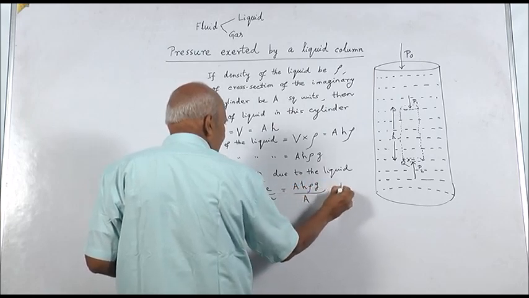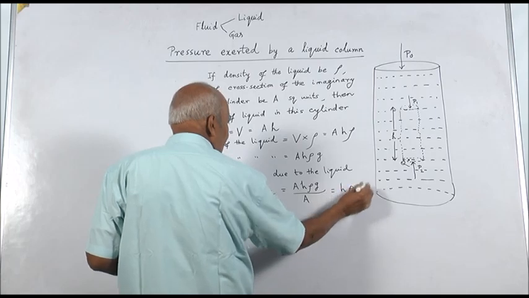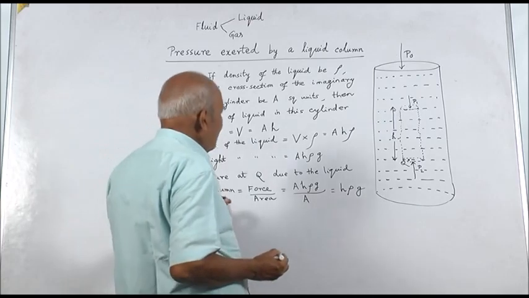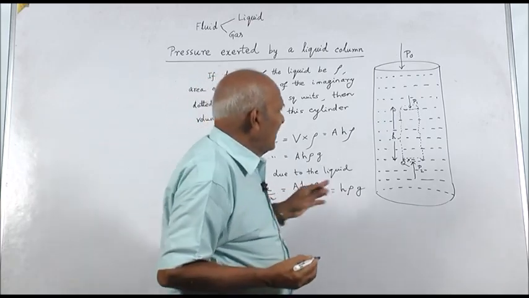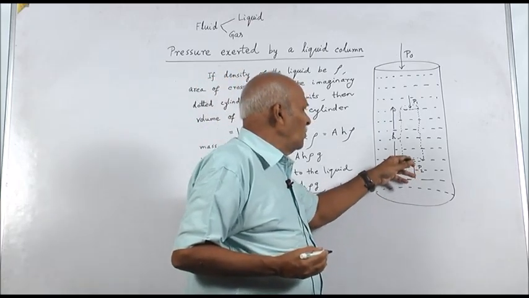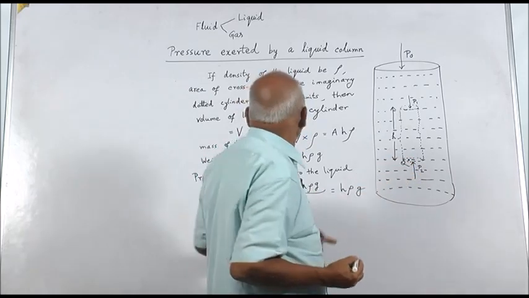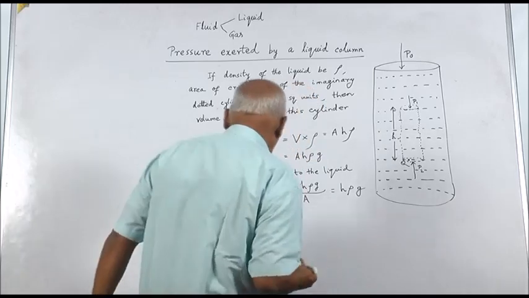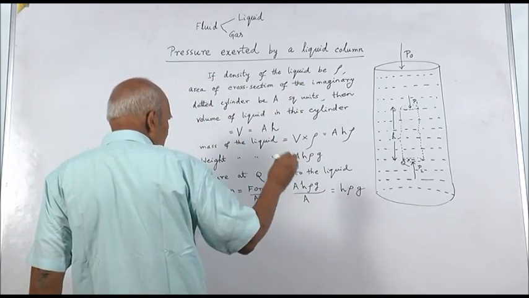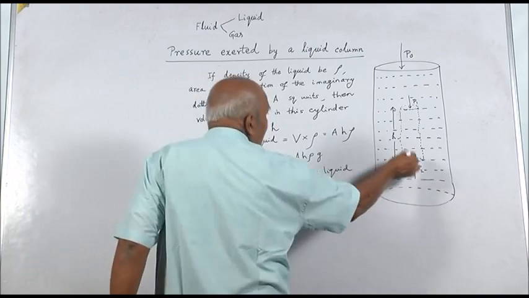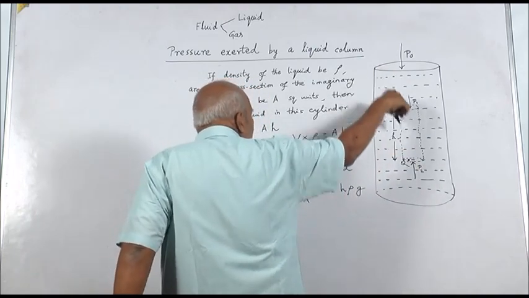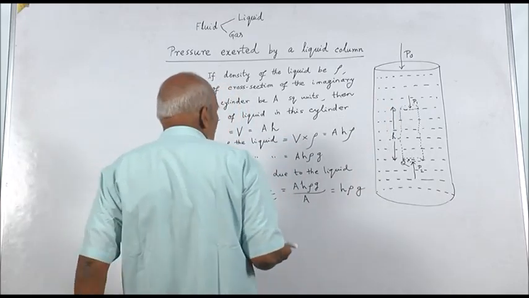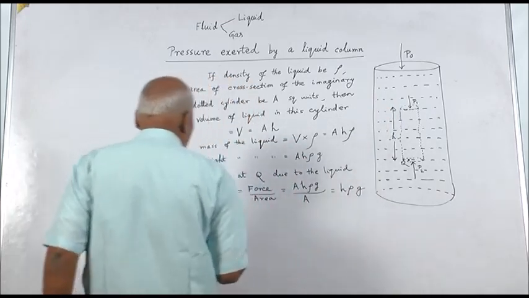So, it is H rho g, and that is the pressure at Q, point Q. So, at Q the pressure is P2, that is actually upward pressure is P2, because for equilibrium the downward pressure will also be P2. But how much is that?